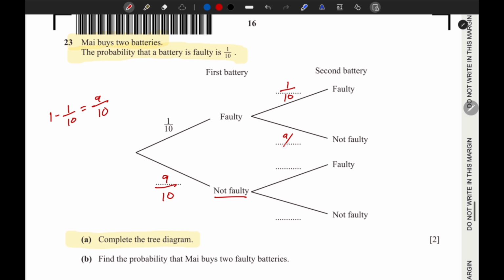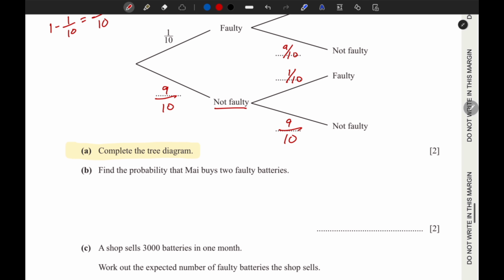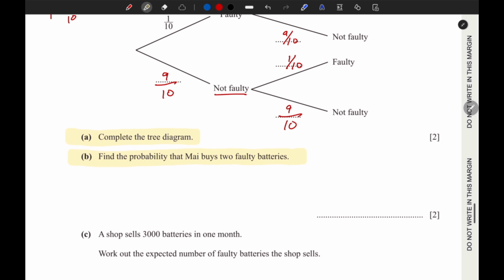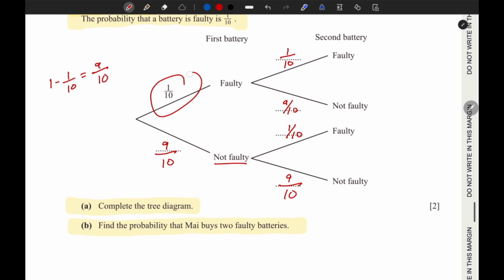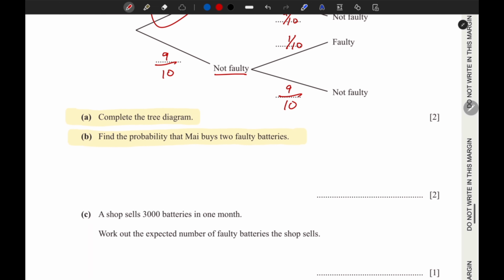This will be 9 by 10 for the non-faulty. Again, for the faulty it is 1 by 10, and non-faulty will be 9 by 10. Now find the probability that my buys 2 faulty batteries. Two faulty batteries is basically 1 by 10 into 1 by 10. So both the batteries are faulty, which will be 1 by 100.